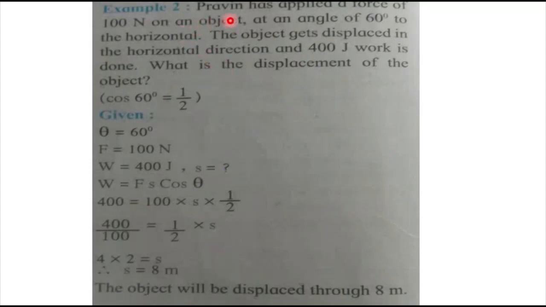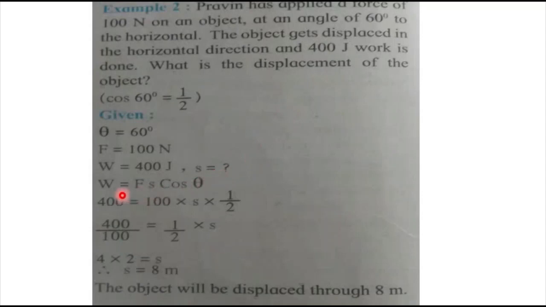Example second. Praveen has applied a force of 100 Newton on an object at an angle of 60 degree to the horizontal. The object gets displaced in the horizontal direction and 400 joule work is done. What is the displacement of the object? It is given cos 60 degree is equal to 1 upon 2. It is given in the example that theta is equal to 60 degree, force is equal to 100 Newton and work is equal to 400 joule. We have to find out displacement here, so S is equal to question mark.